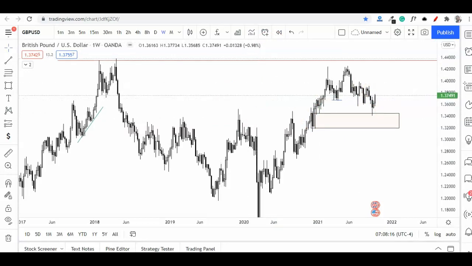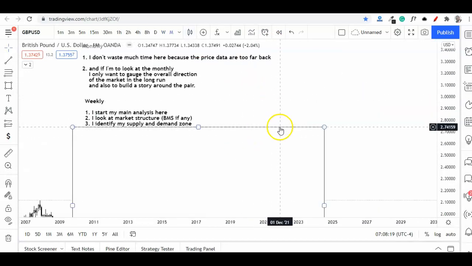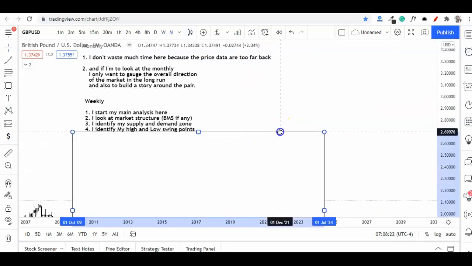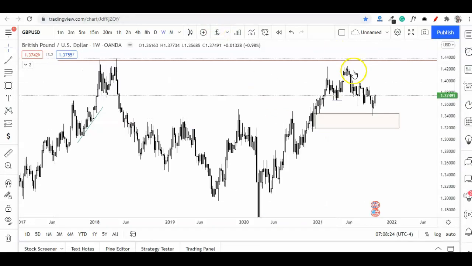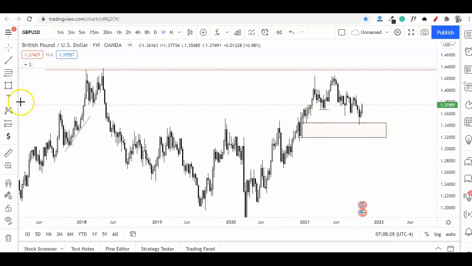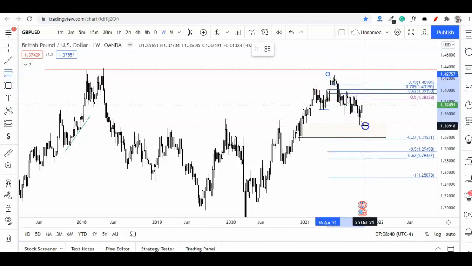So once I'm done looking at the point of interest, I will identify the high and low of the weekly chart. Now this is the swing high here, this is the swing low. So bear in mind that I only buy at discount and sell at premium.